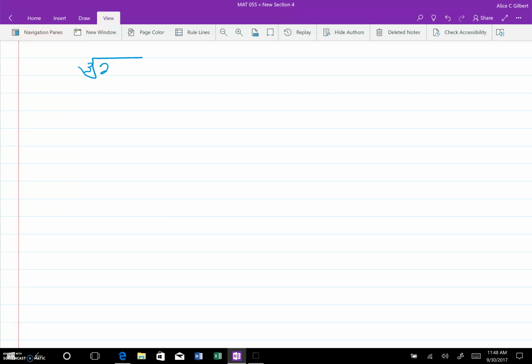Cubed root of 250w to the fourth, x to the 16th. Remember, guys, I say I work with the number first and then each letter individually. So let's start by figuring out what the cubed root of 250 is, or what the lowest terms of that would be.